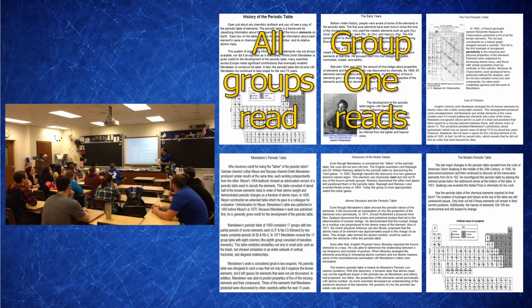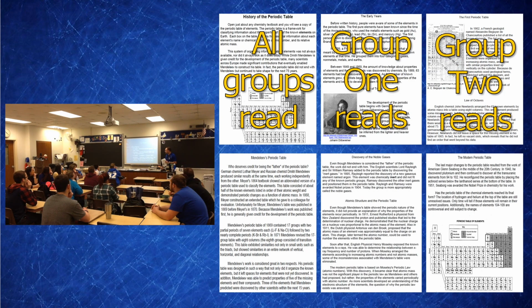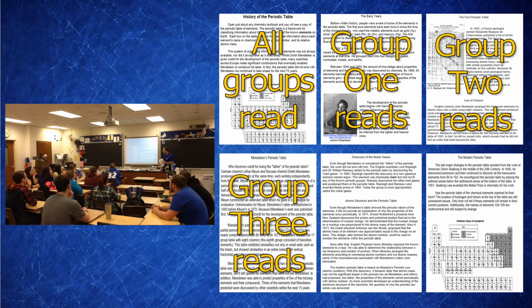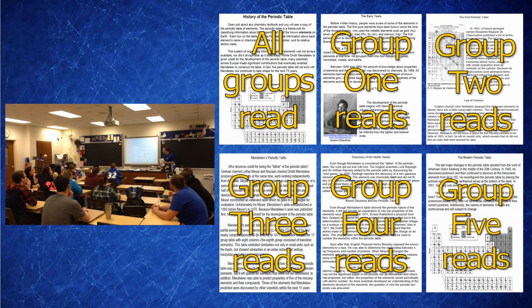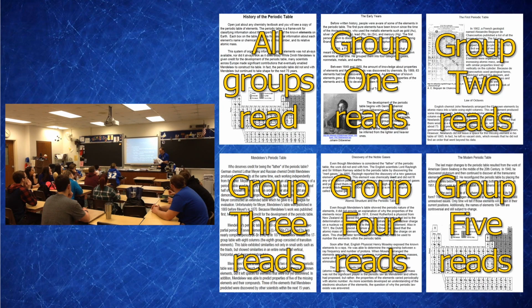So that's the first group. The second group, you're going to be reading the section that's called the first periodic table and the law of octaves. If you're in group 3, you'll be reading Mendeleev's periodic table. Group 4, you'll be looking at the discovery of noble gases and atomic structure, as well as the periodic table. And then group 5, you'll be reading the modern periodic table. All of these are fairly comparable in length. One of them might tend to be a little bit shorter, even though you have 2 segments to read.